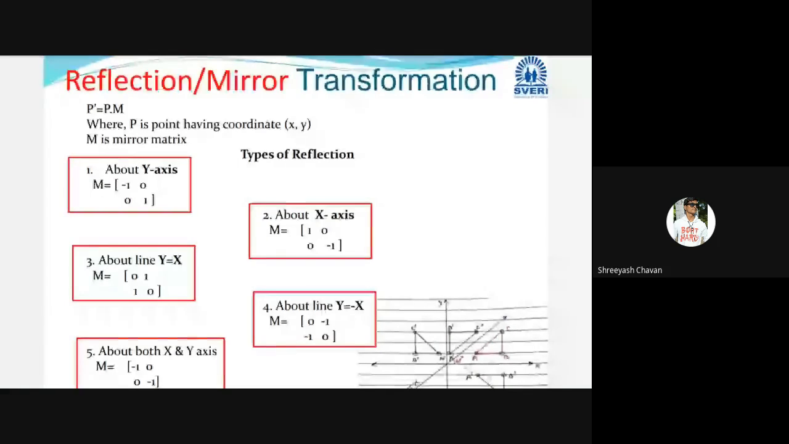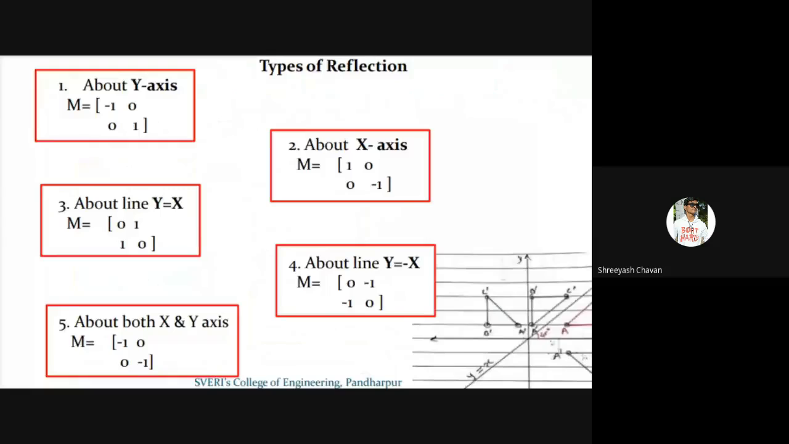But in mirror, which direction is preferred? About the x-axis, about the y-axis, or about any line. This type of variation is there. So this red triangle, red rectangle is given the transformation matrix. You have to keep this in mind, and try to remember all these things while solving problems.